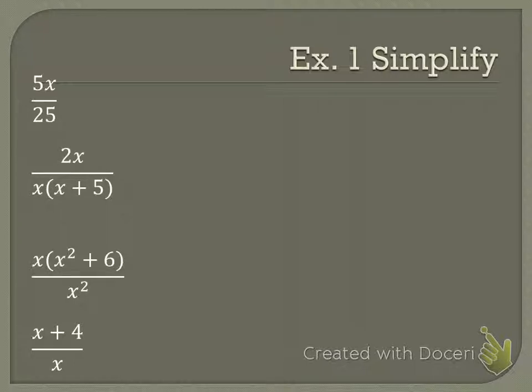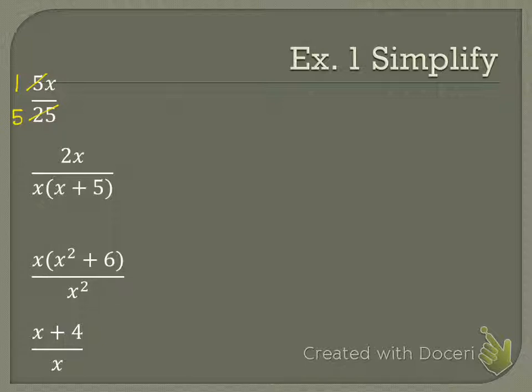5x over 25. Now I see a letter in there, but I'm not really going to pay attention to that letter right now. I'm only going to focus on 5 over 25 because that's doable, right? We know how to reduce 5 over 25. What could I reduce those numbers by? 5. So 5 divided by 5 is 1. 25 divided by 5 is 5.